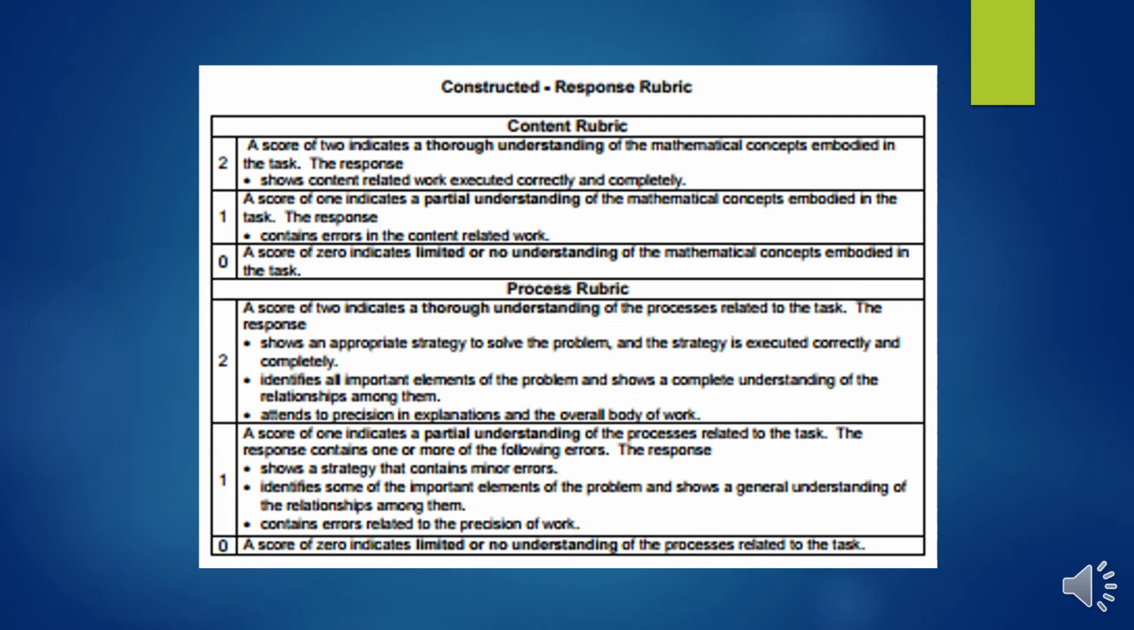The response shows an appropriate strategy to solve the problem, and the strategy is executed correctly and completely. It identifies all of the important elements of the problem and shows a complete understanding of the relationships among them. It also attends to precision in explanations and the overall body of work. So, in order to score 2 in process, you have to show an appropriate strategy, such as a formula or an equation, and you need to work it out correctly and completely.